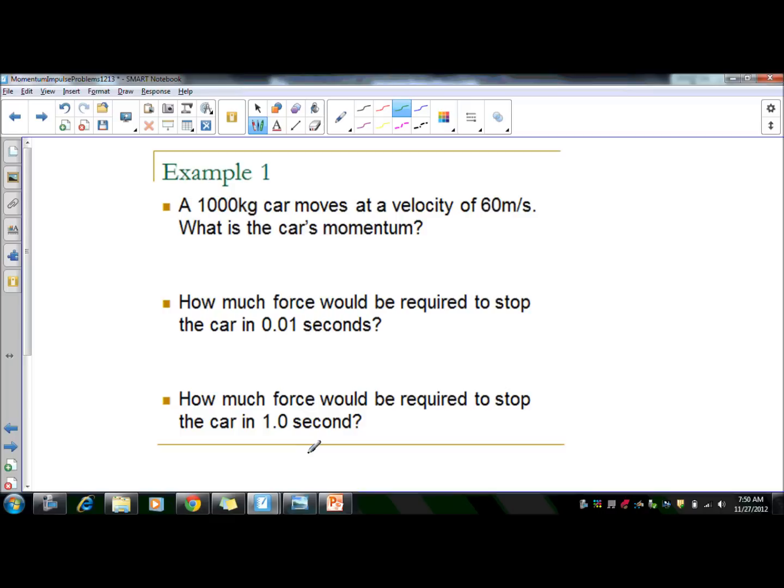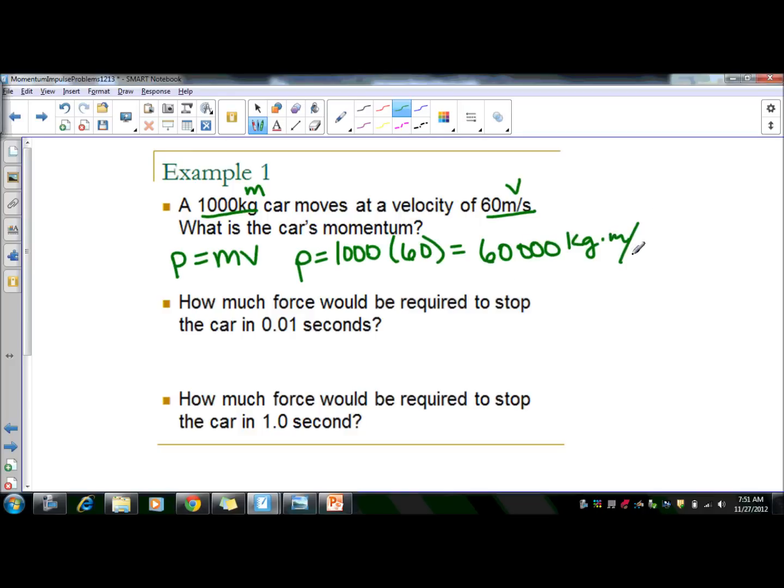So why don't we do some examples dealing with impulse. So we're going to start with the idea of momentum again, because it's change in momentum. So a 1,000 kilogram car moves at a velocity of 60 meters per second. What is the car's momentum? So we start with our momentum equation, mv. This is in kilograms, so it's our mass. This is in meters per second, so that's our v. And so we get a momentum of 1,000 times 60, which gives us 60,000 kilogram meter per second.